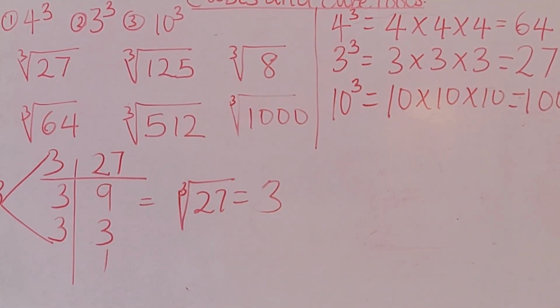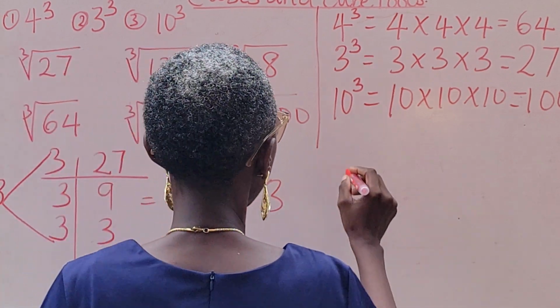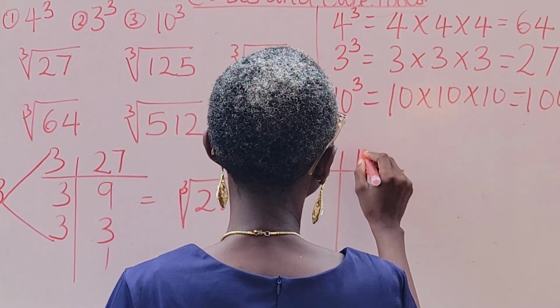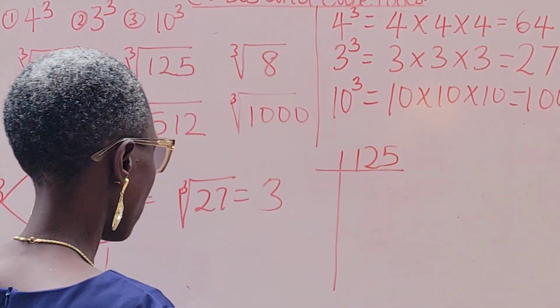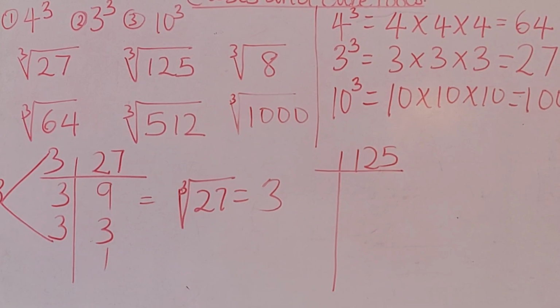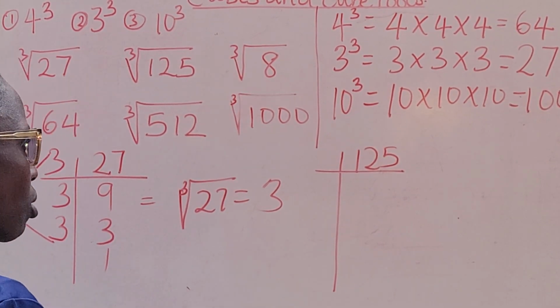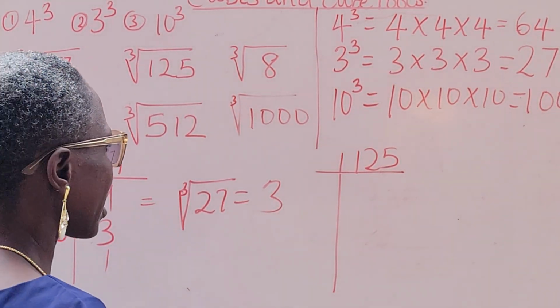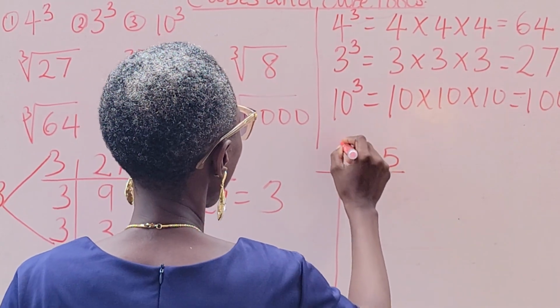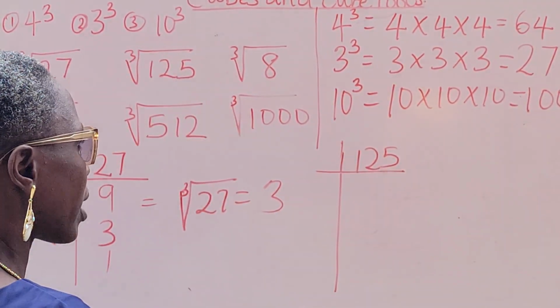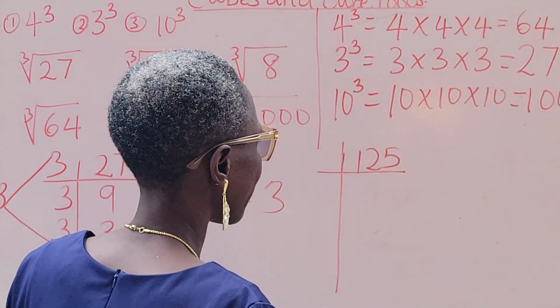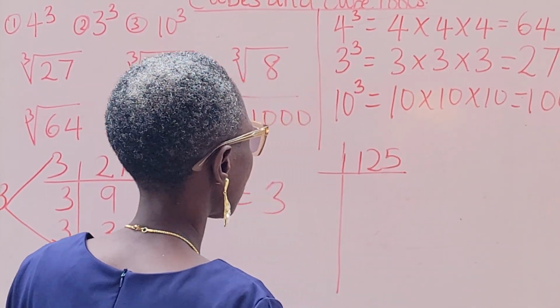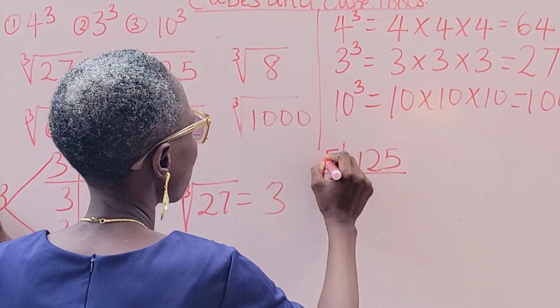That is that. Let's do number 2. Let's do cube root of 125. What am I supposed to use here? I use the smallest number. Don't start with the largest number that can divide it. 3 can't divide it. So I will start with 5.